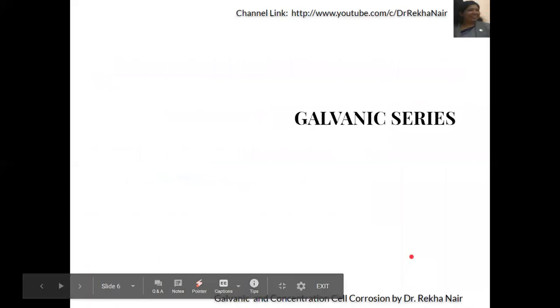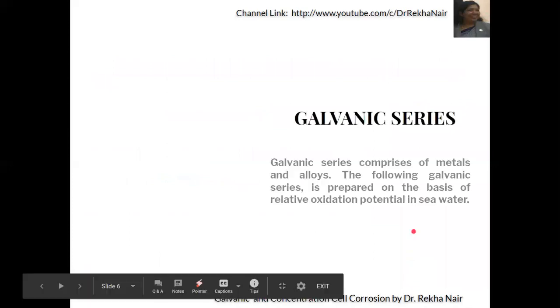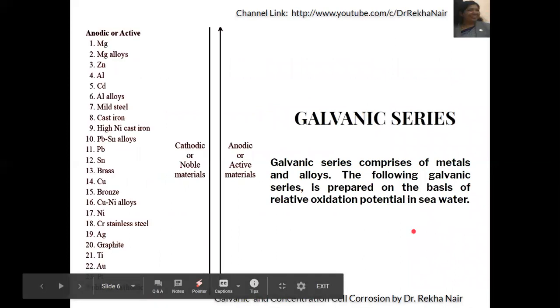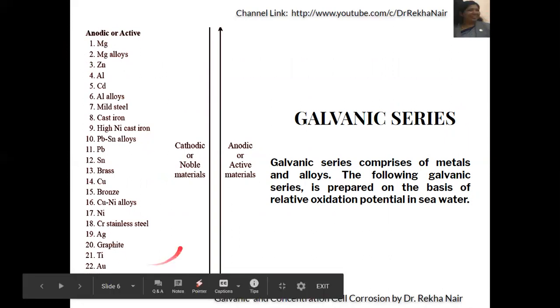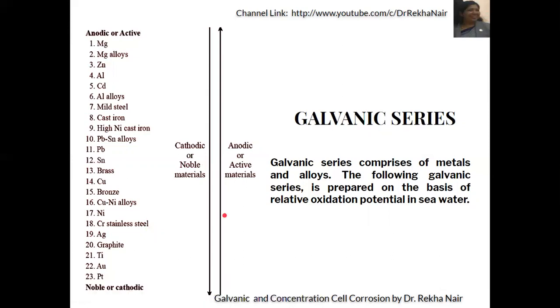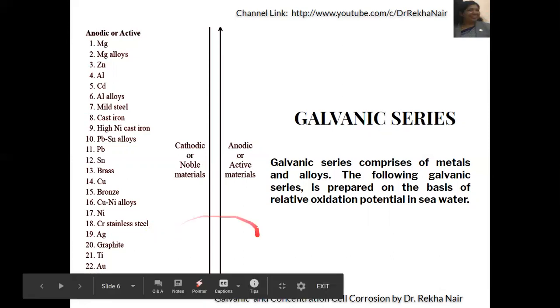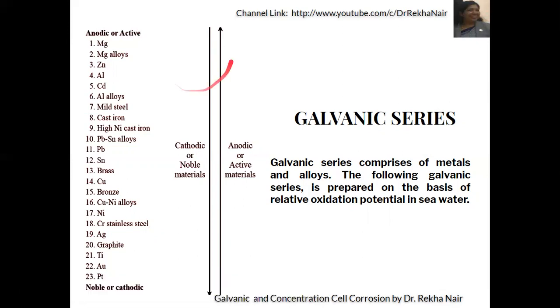Next, the galvanic series. We had the electrochemical series, which included the elements. Here we have the alloys. See, here we have magnesium alloys, which were not there in the electrochemical series. Here also the metals which are higher in the series are active and those lower in the series are noble materials. So as we go down, the noble materials increase, and as we go up, the anodic or active materials are more.